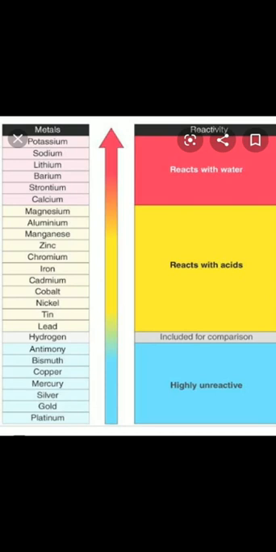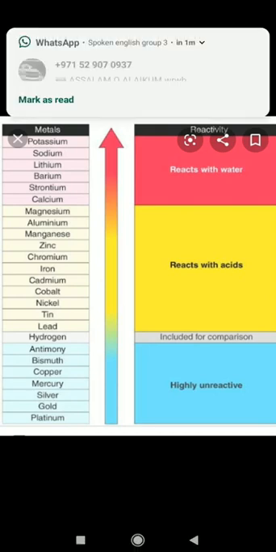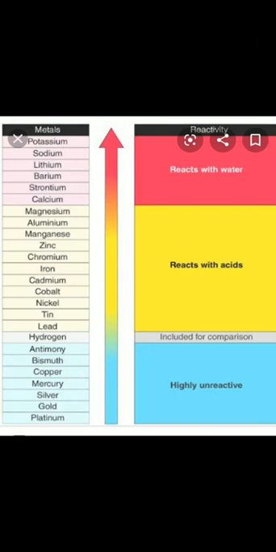Take again the example of sodium. Here, the sodium atom loses an electron readily to form the sodium ion, due to which sodium metal is very reactive. But on the other hand, the iron atom loses electrons less readily to form the positive ion. So you can say that iron metal is less reactive.